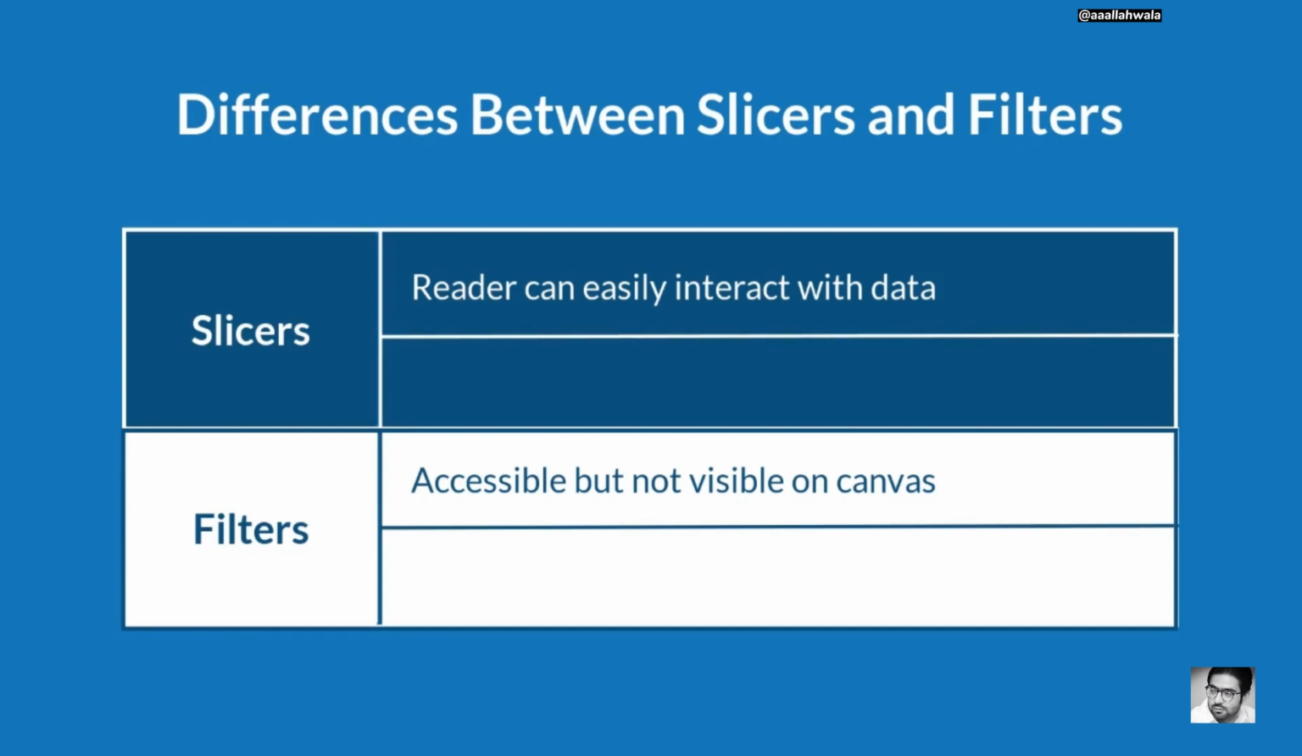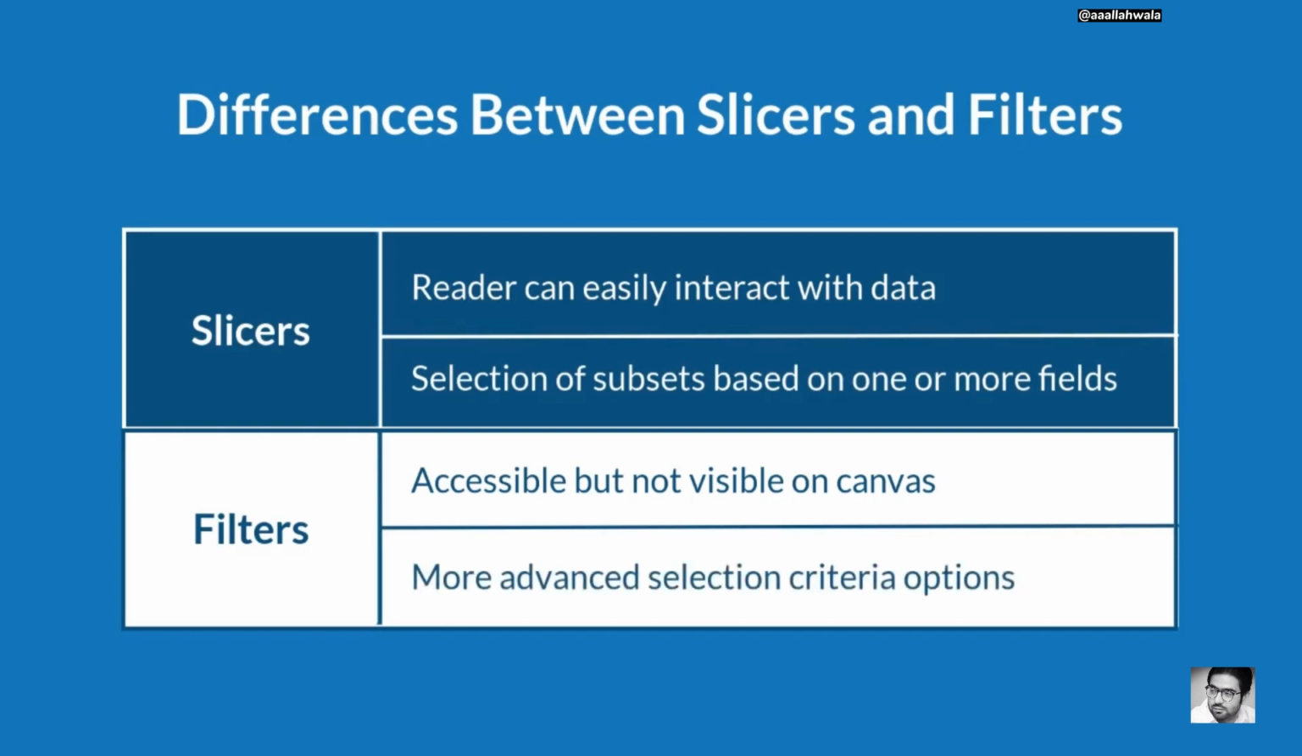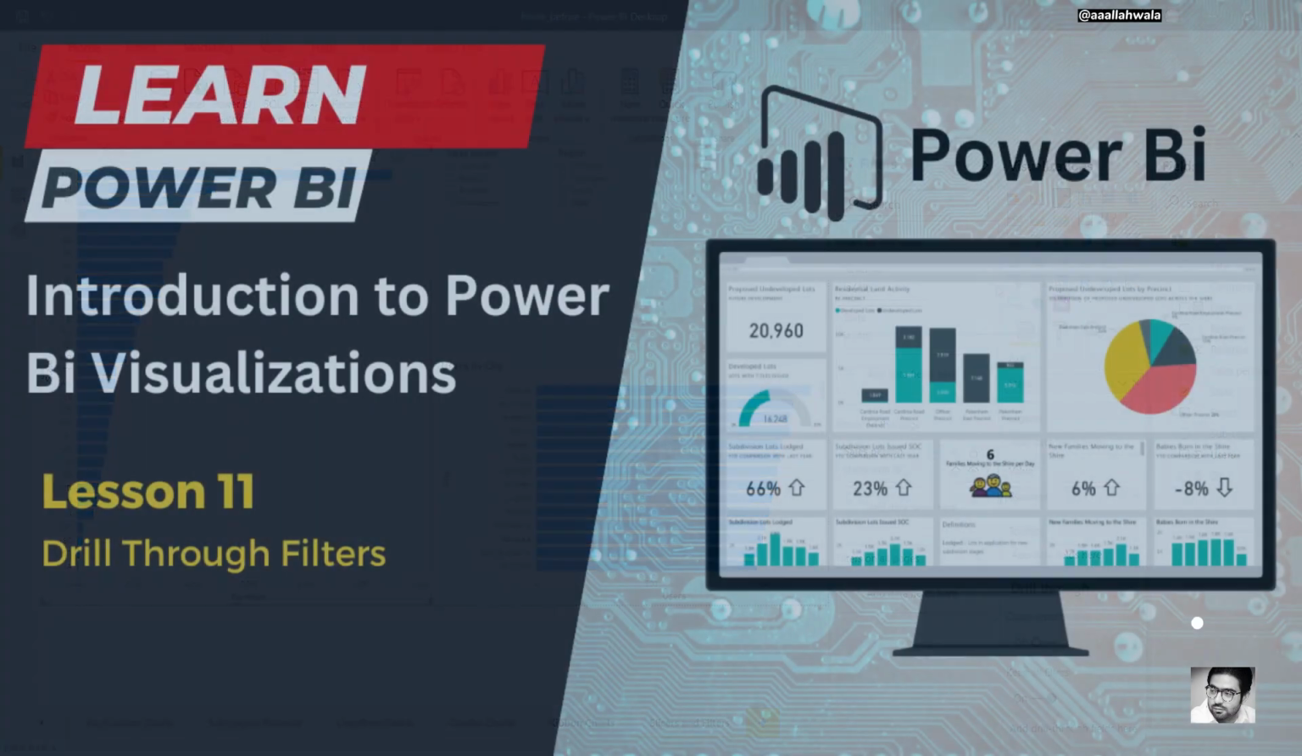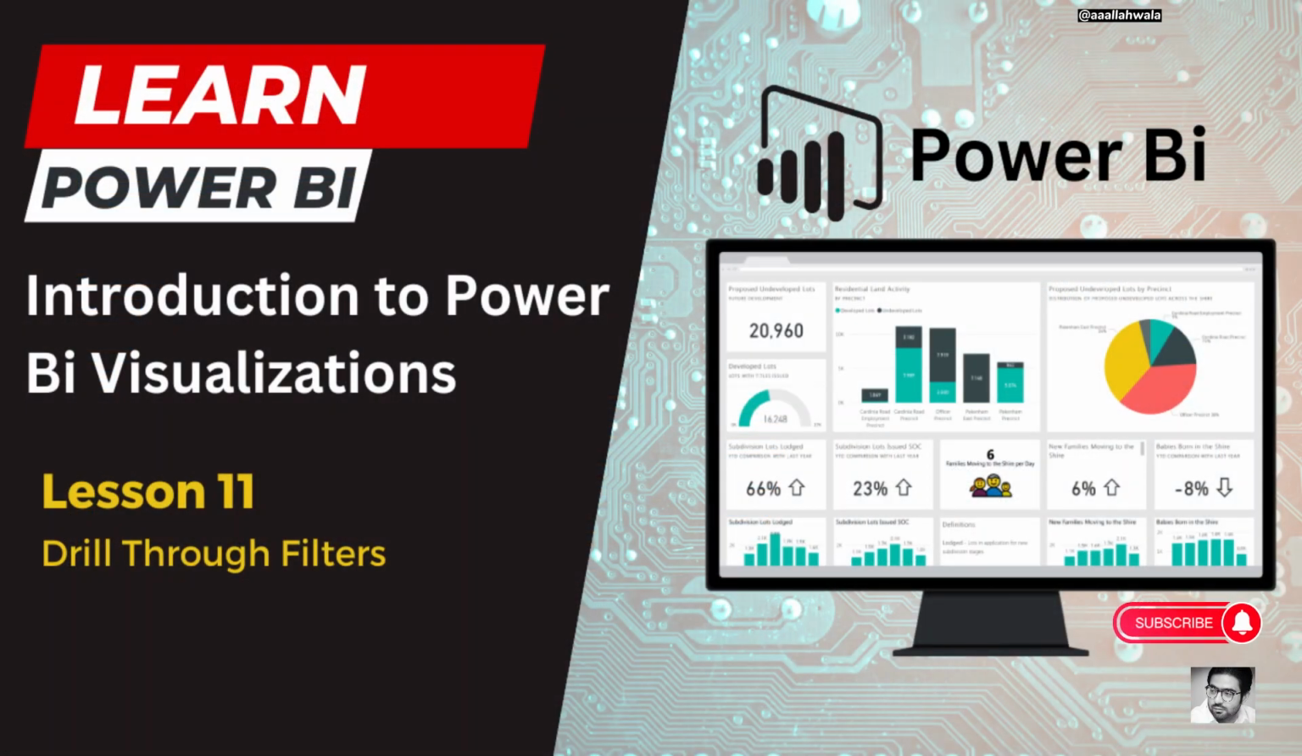The second difference is the selection criteria. Slicers allow you to focus on a subset of your data based on one or more fields. As we've seen, you can use filters to select a subset of your data using more advanced criteria. For example, the first letters of a string of text, or a range of values for a numeric variable. Whether you use the filters pane or visual slicers, you will likely find yourself filtering data in most of your reports. In the next lesson, we'll look at another filtering option available in Power BI, drill-through filters.